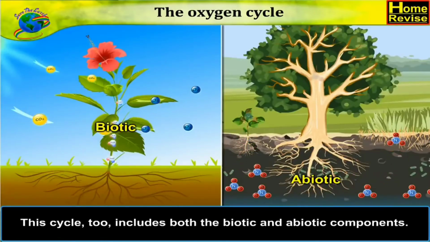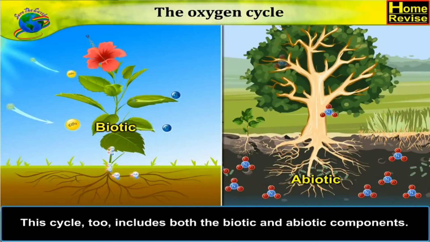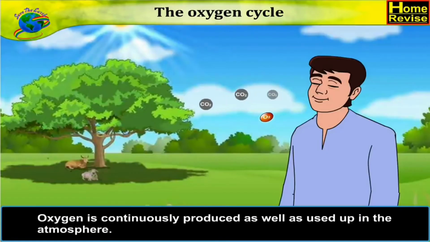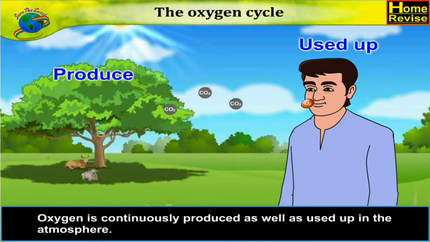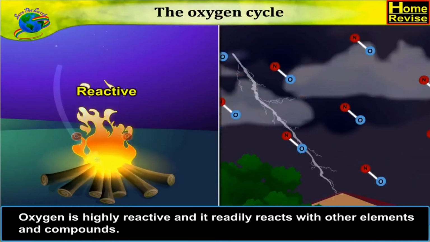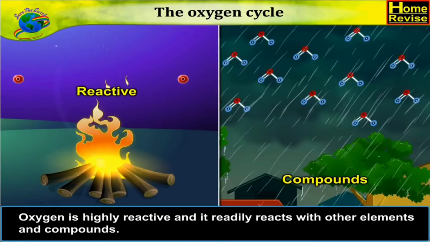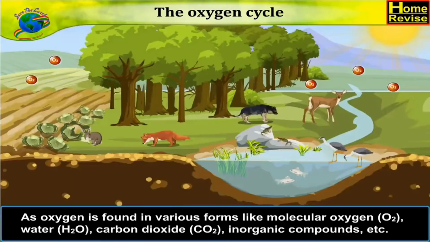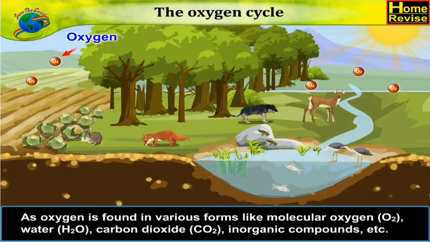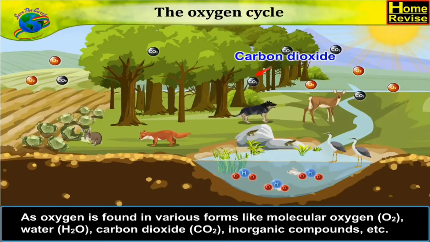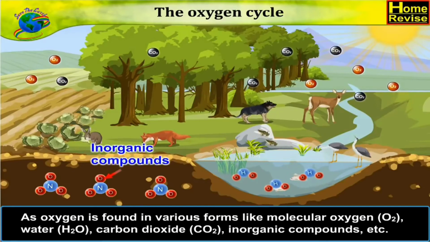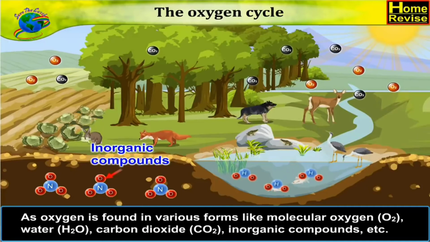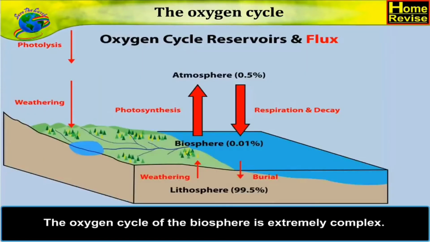This cycle too includes both the biotic and abiotic components. Oxygen is continuously produced as well as used in the atmosphere. Oxygen is highly reactive and it readily reacts with other elements and compounds. Oxygen is found in various forms like molecular oxygen, water, carbon dioxide, inorganic compounds, etc. The oxygen cycle of the biosphere is extremely complex.